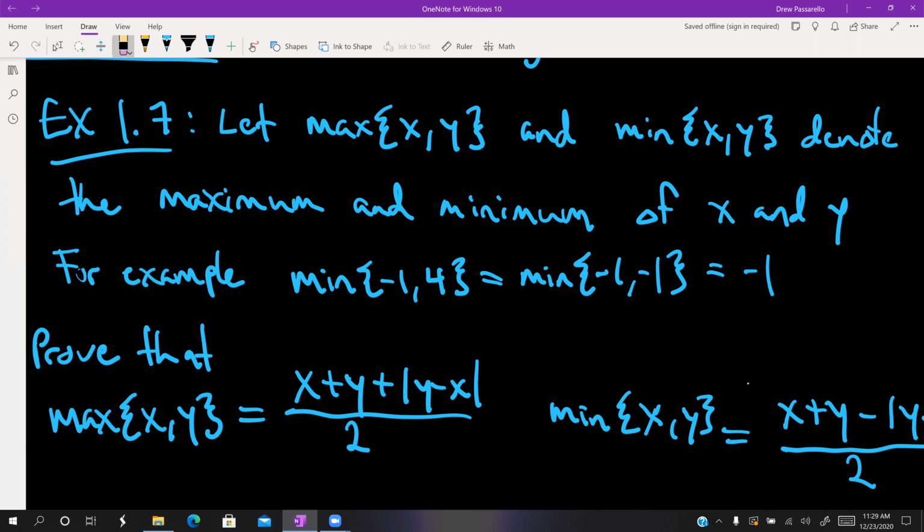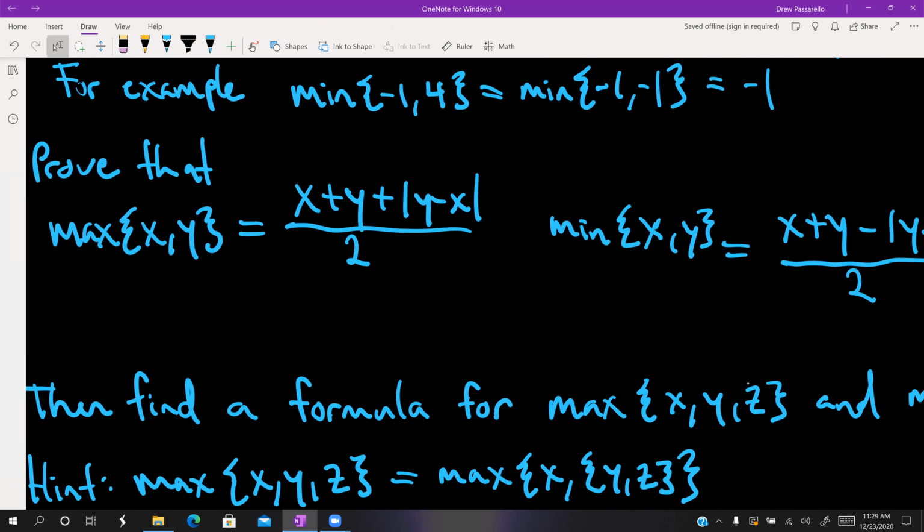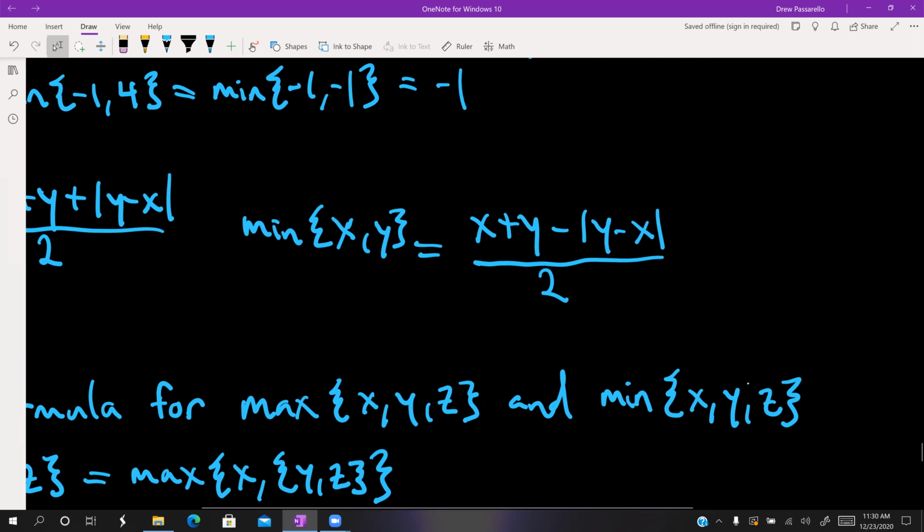So based on this definition of max and min, we're going to prove that the max of x and y is equal to x plus y plus the absolute value of y minus x, divided by 2. And the min is equal to x plus y minus the absolute value of y minus x, divided by 2.